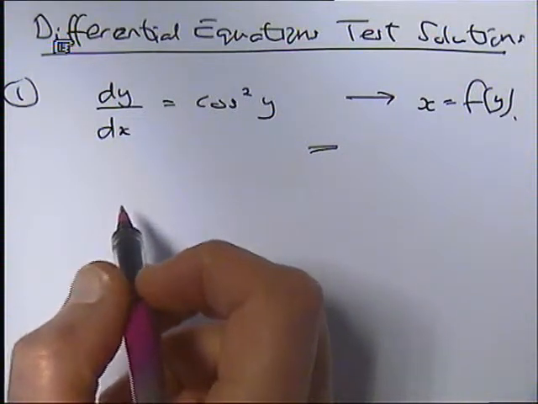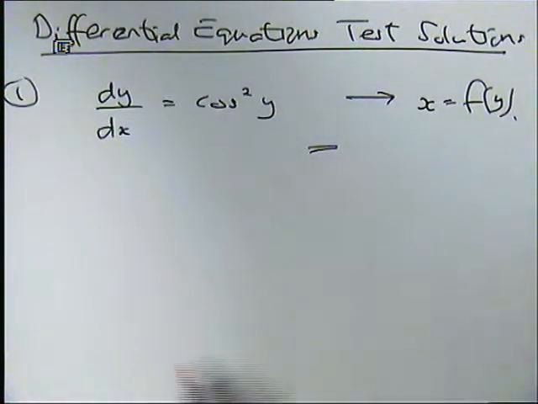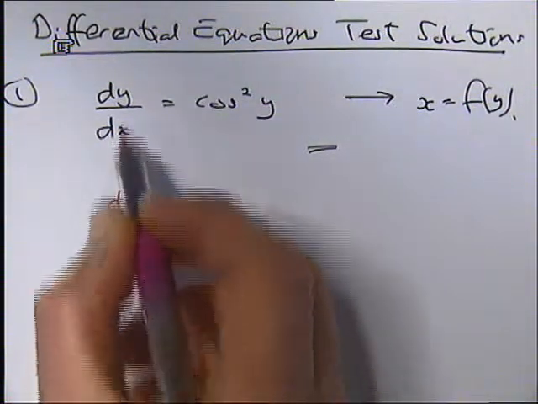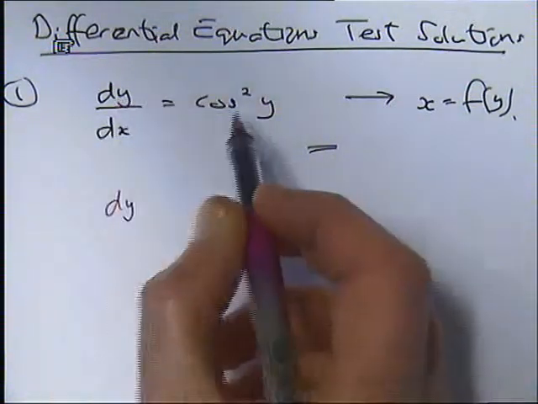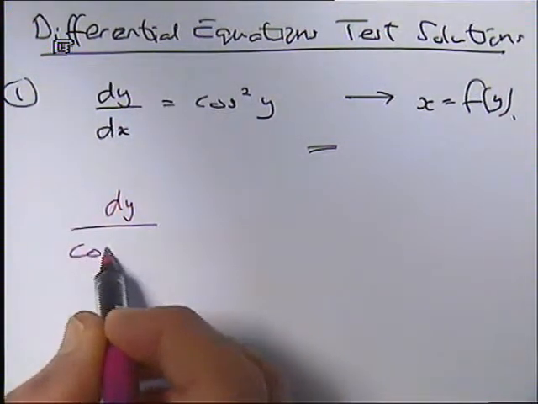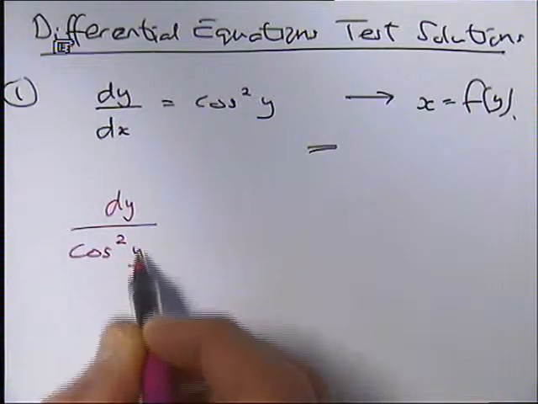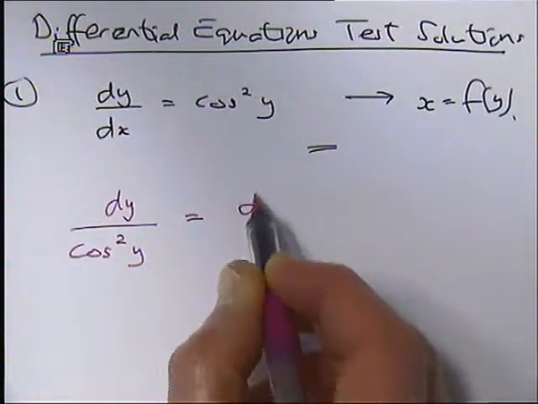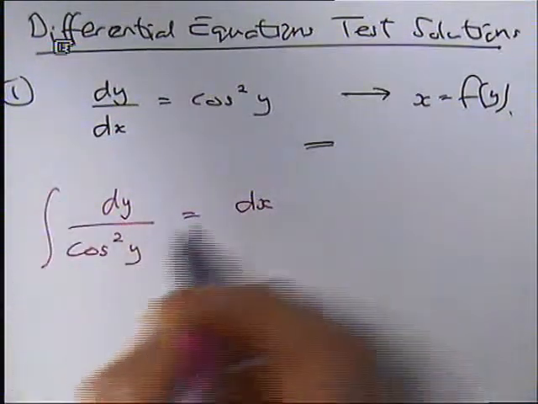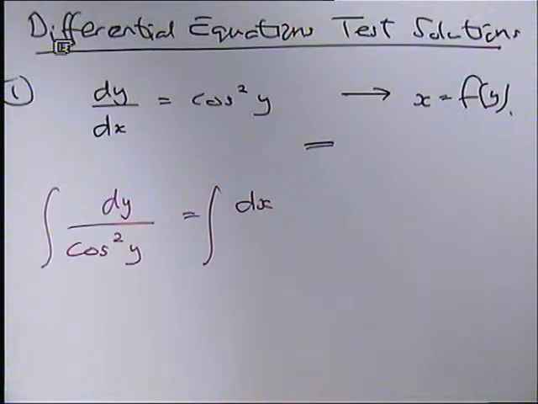X's and Y's, yes. Separate the variables. So we've got all the X's on one side, all the Y's on the other side. I would keep the Y's on the left because there's a dy on the top of the fraction there. So this cos squared y, I would bring down here, and then that dx can go there. So we separate the variables and then we integrate. So that's where you should be heading first of all.